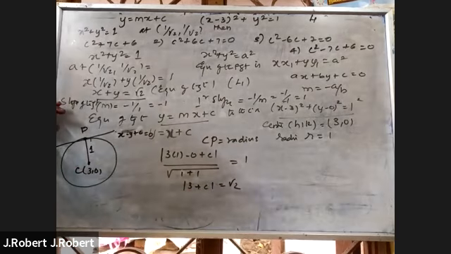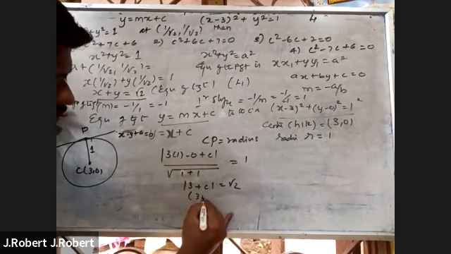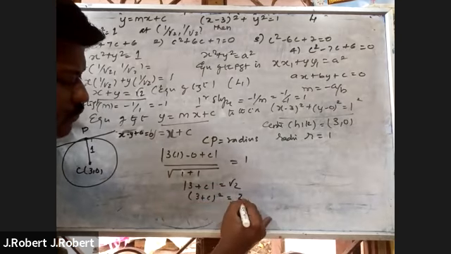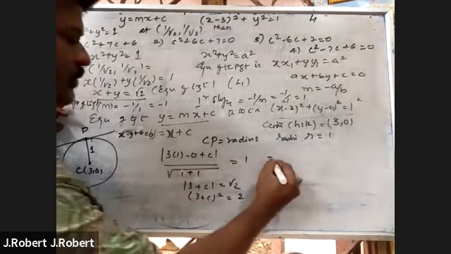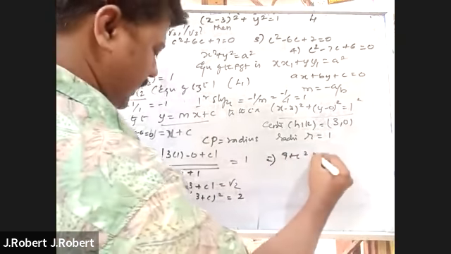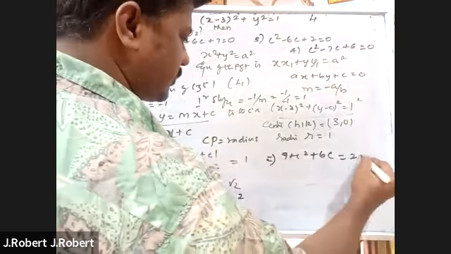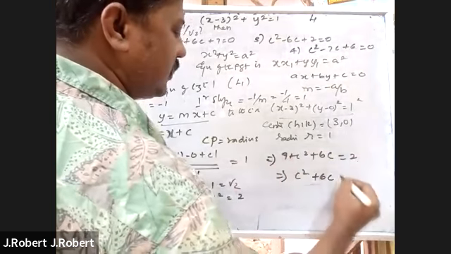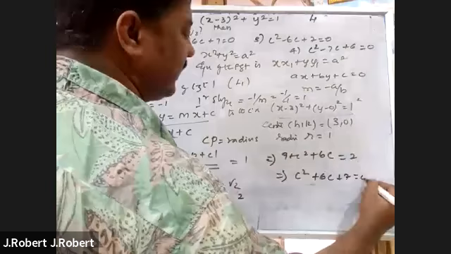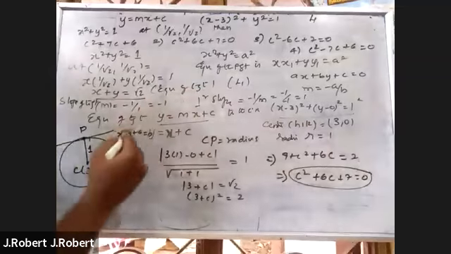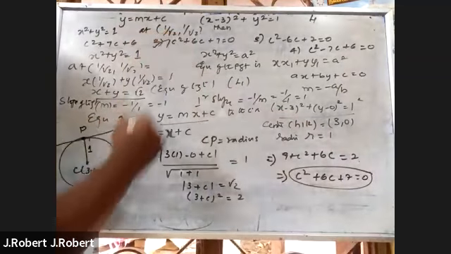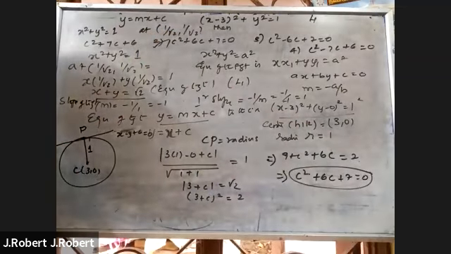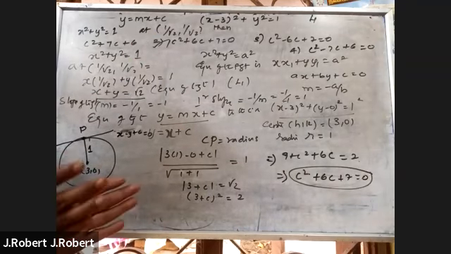Squaring on both sides, அப்ப we have 3 plus c the whole square equals to 2. Root 2 square becomes 2. Squaring, 9 plus c square plus 6c equals to 2, or c square plus 6c, the 2 in the side will minus, plus 7 equal to 0. Therefore the answer is c square plus 6c plus 7 equal to 0. The second option is the right option. So can I repeat again?